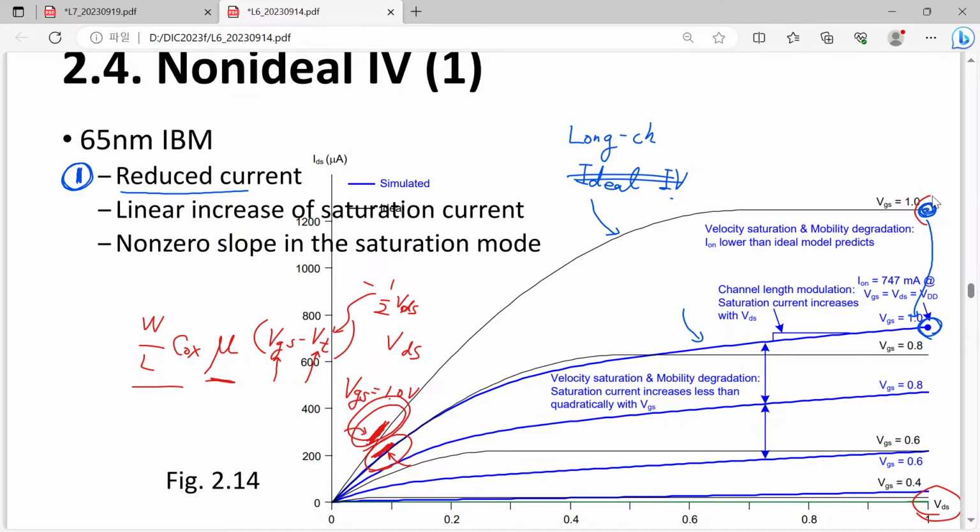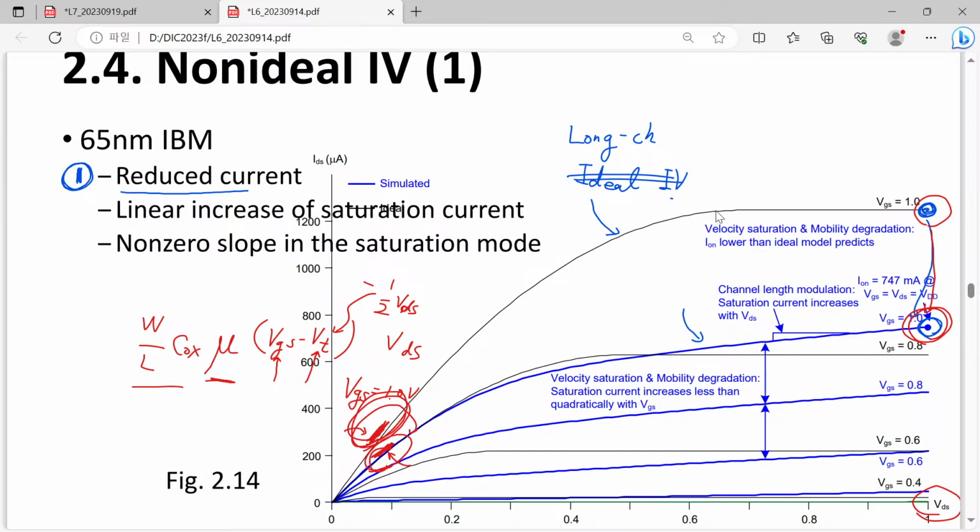Still, we have quite large differences in the saturation level. So maybe you can say that, okay, since mobility is reduced here, it impacts the reduction of saturation current. Yes, that really affects something. However, this is not the only one. So please have a look at this graph once again.